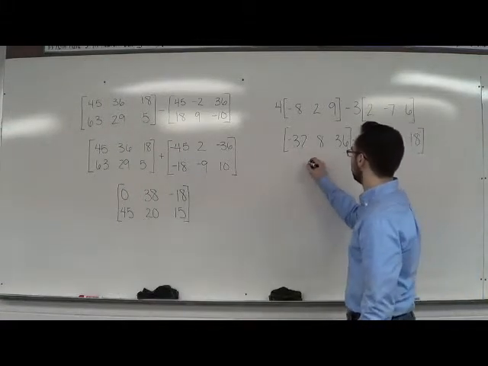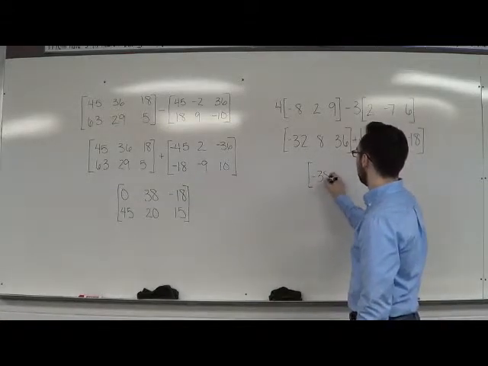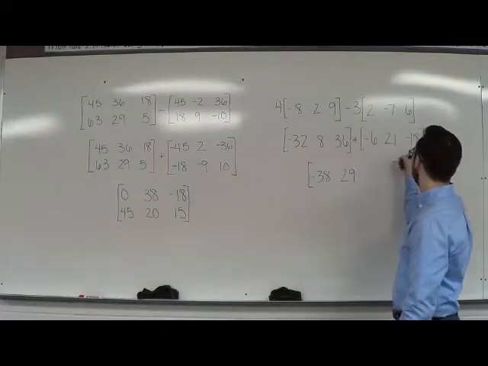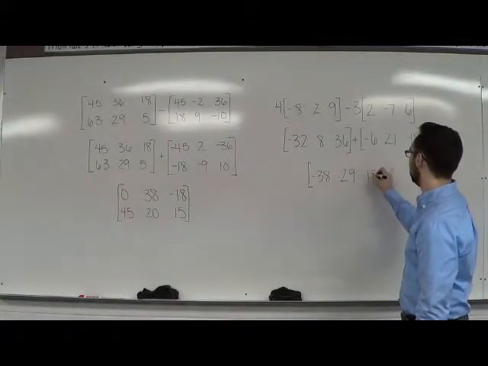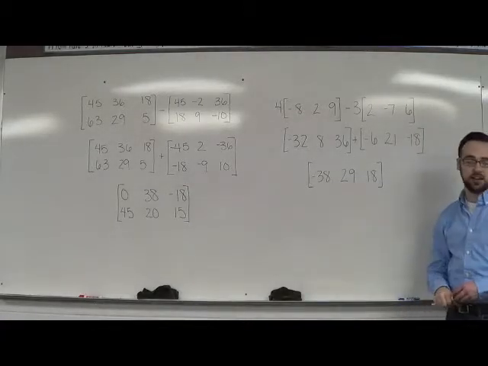And now we add them. So negative 32 and a negative 6 is a negative 38. 8 and 21 is 29. 36 and a negative 18 is a positive 18. And so our final answer is negative 38, 29, and 18.